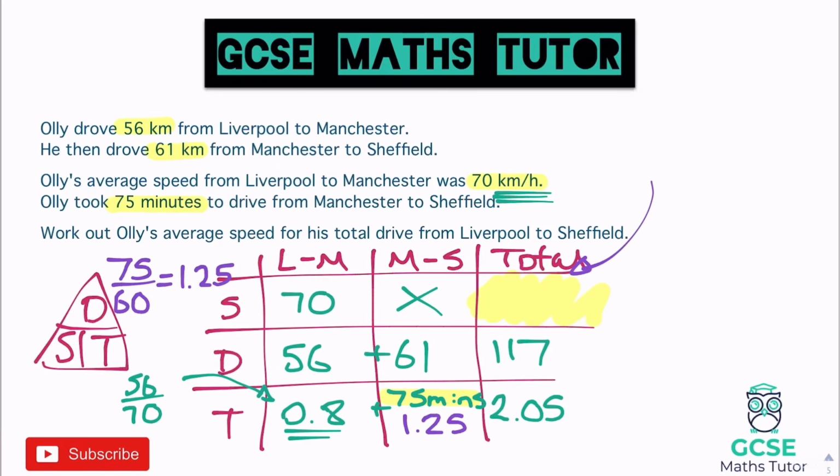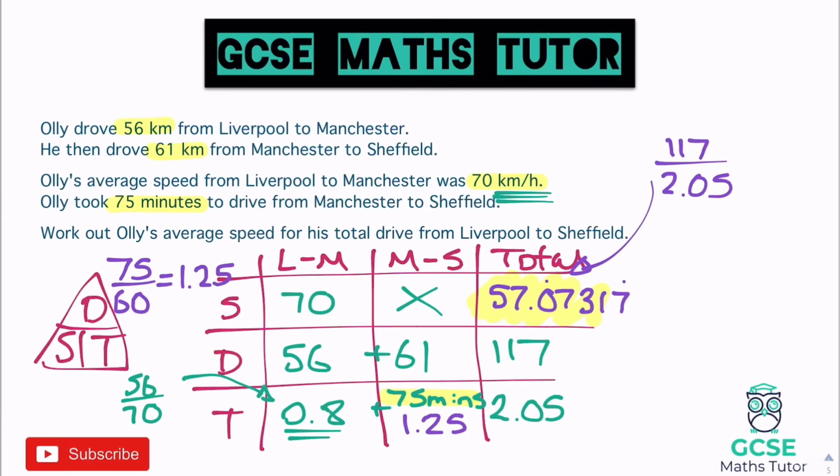So speed is distance over time. So we have 117 divided by 2.05. Let's see what we get. And we get a pretty nasty number here. We get 57.07317, and there's a recurring decimal above the 0 and above the 7.